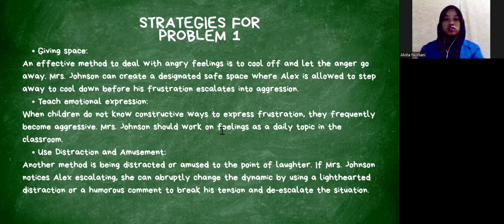And strategy number 3 is to use distraction and amusement. If Mrs. Johnson sees Alex getting worked up, she can change the dynamic with a light-hearted distraction or a joke, because this can snap him out of his frustration and de-escalate the situation instantly.